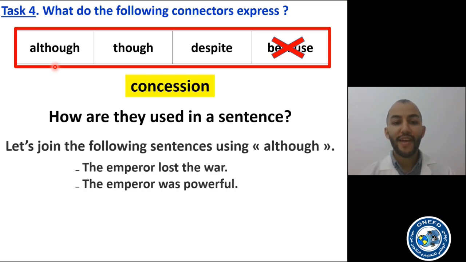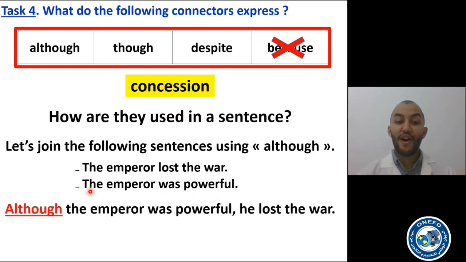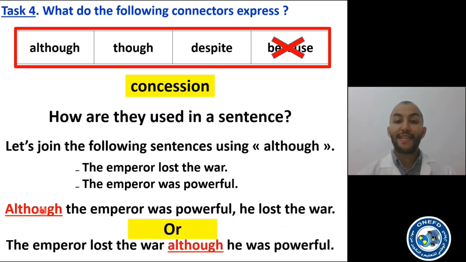Let's join the following sentences using although. So here we have a pair of sentences, sentence 1 and sentence 2, and we need to link them with one of these connectors, specifically although. We have: the emperor lost the war. The emperor was powerful. And the result is, yeah, although the emperor was powerful, he lost the war. Or we can also say, the emperor lost the war, although he was powerful.